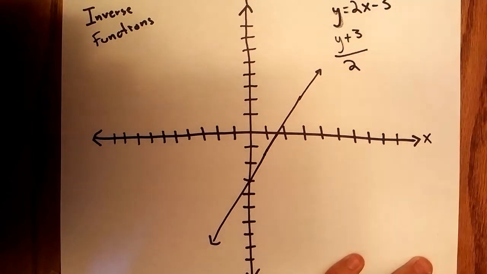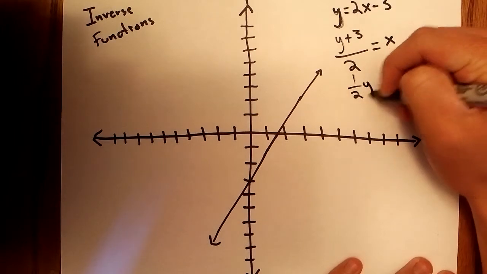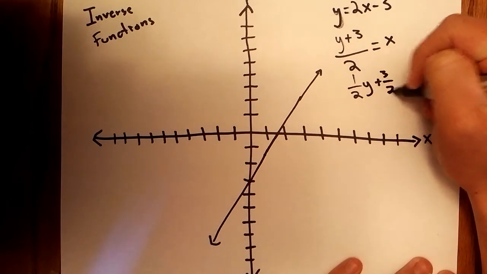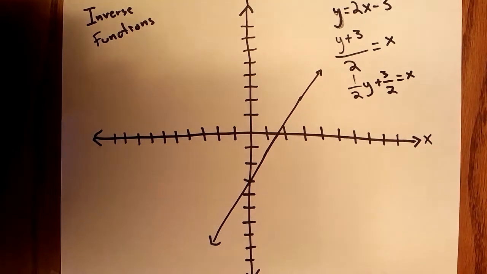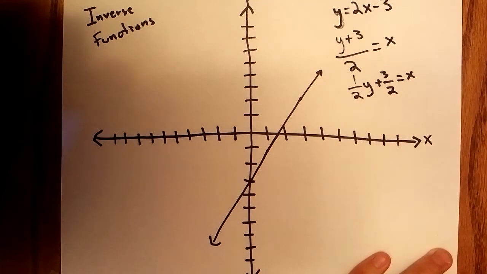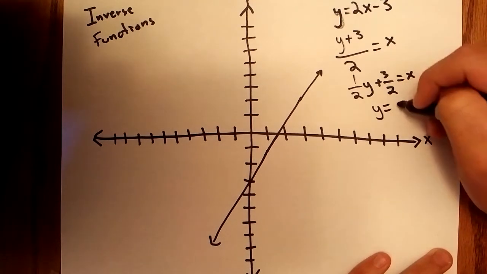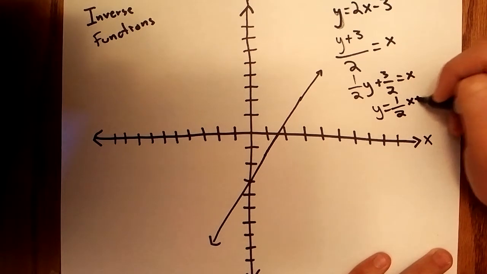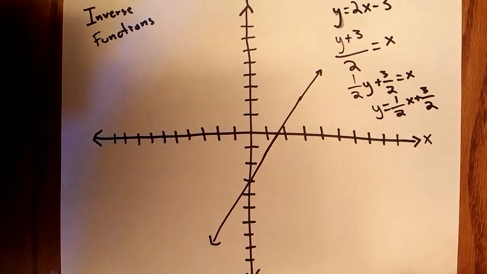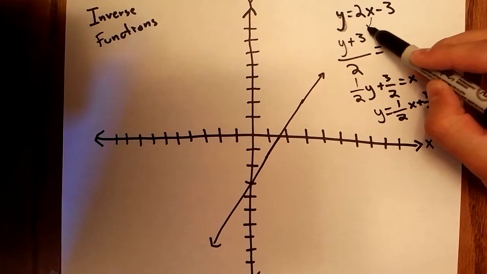y plus 3, all divided by 2, equals x. That can be rewritten as 1/2 y plus 3/2 equals x. Now all we have to do is switch the x and the y, which means the new function, the inverse, is y equals 1/2 x plus 3/2.